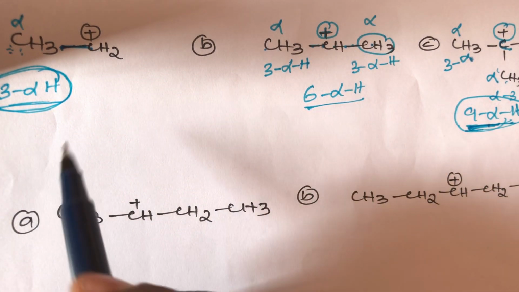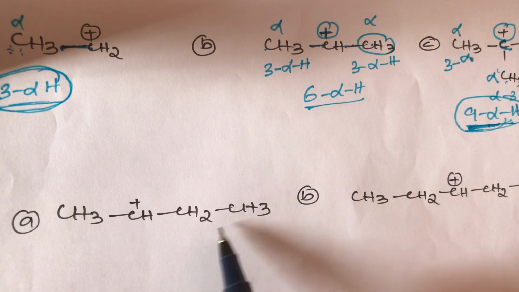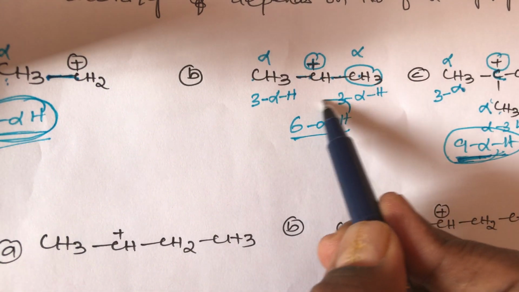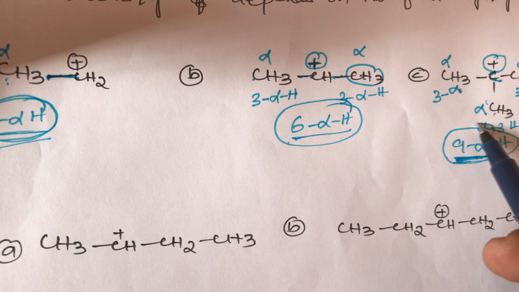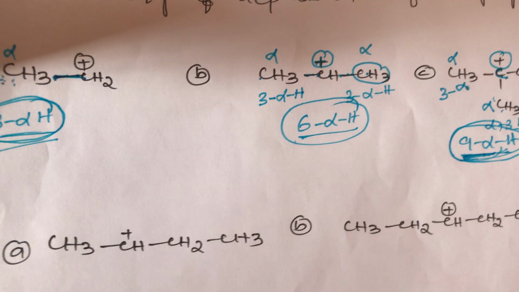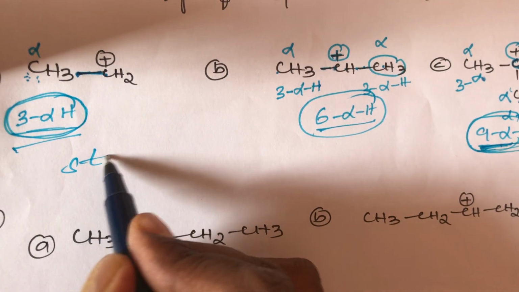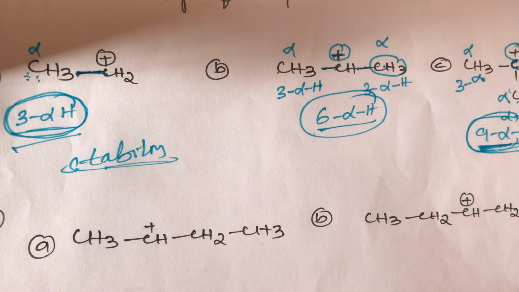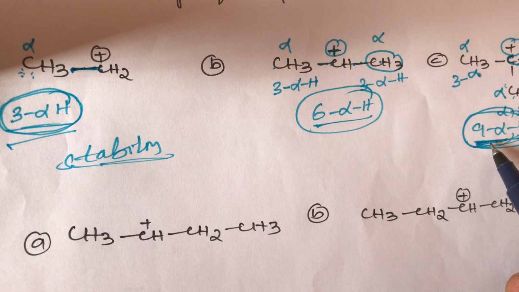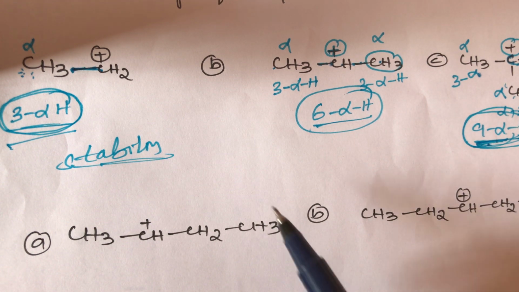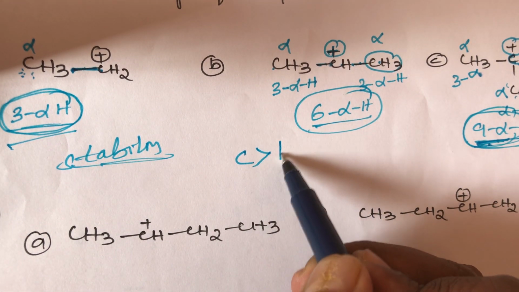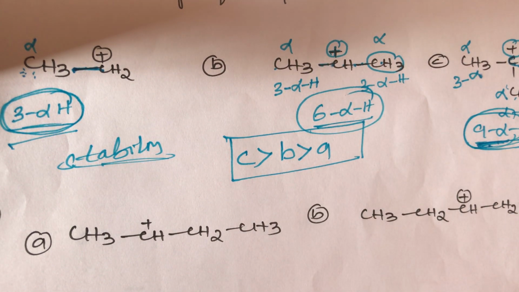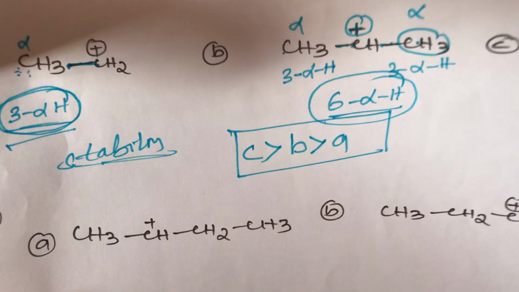So what is the order among A, B, and C? Compound A contains only 3 alpha hydrogens, compound B contains 6, and compound C has 9. Stability is directly proportional to the number of alpha hydrogens, so the more alpha hydrogens, the more stable. So the order is C greater than B, and B greater than A. This is the stability order of carbocations, which is an application of hyperconjugation.